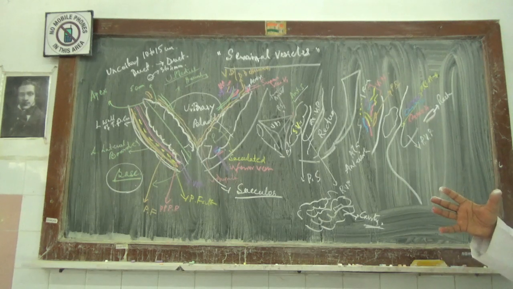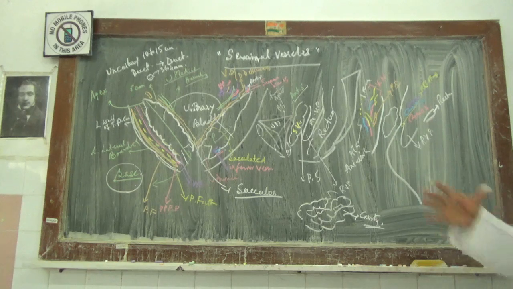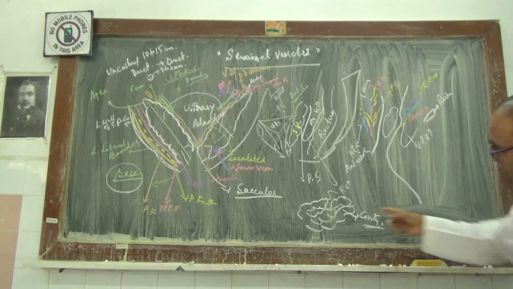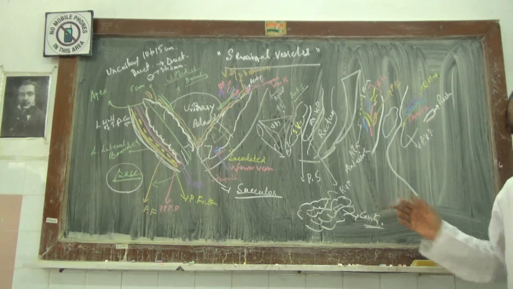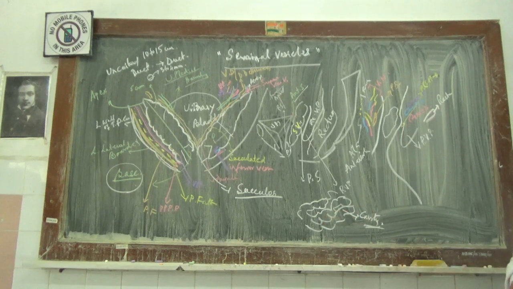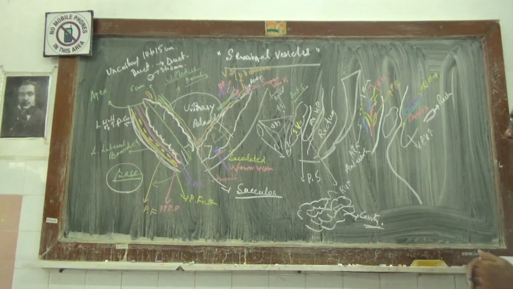Coiled, or you can say coiled, tube which will be there in the seminal vesicle, which has a length of 10 to 15 centimeters when it is uncoiled. Because of this you will have these things. Now these things are called cavities of the seminal vesicles.